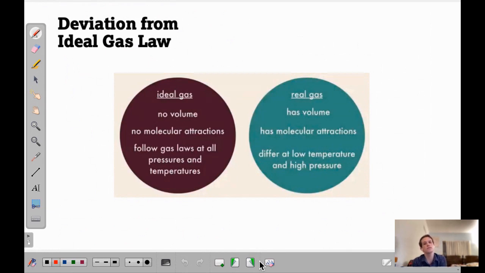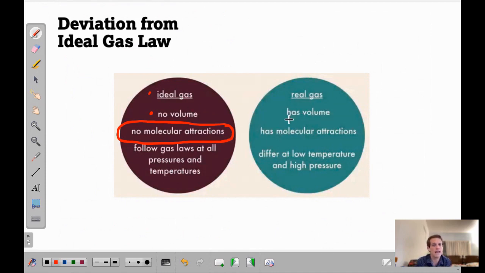It's connected to KMT, but essentially an ideal gas is assumed to have no volume. We don't want to think that the particles take up any space. And it is a good assumption because there is a lot of empty space in a gas, but it still matters. It takes up some volume. And there are no molecular attractions. That's the bigger one. There are no IM forces. Everything we learned at the beginning of this video, we're going to throw out the window. And typically an ideal gas should obey the gas laws at all pressures and temperatures, which is basically derived from the fact it has no volume and no IM forces.